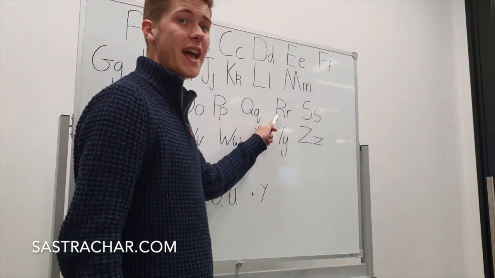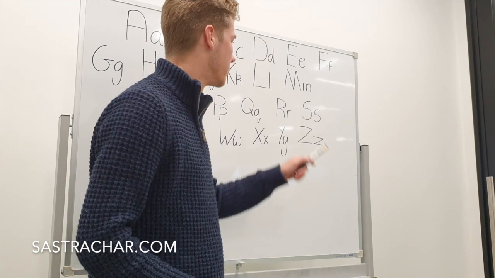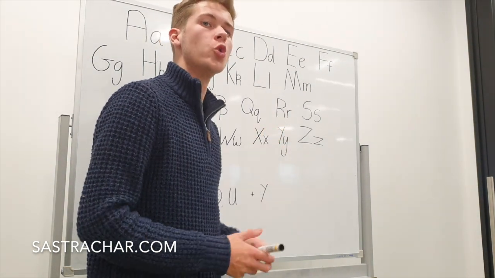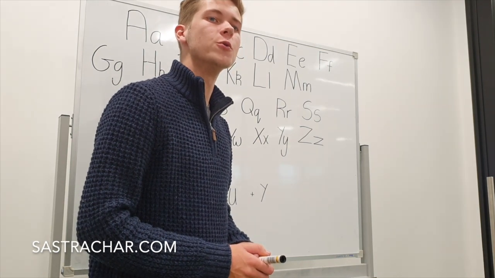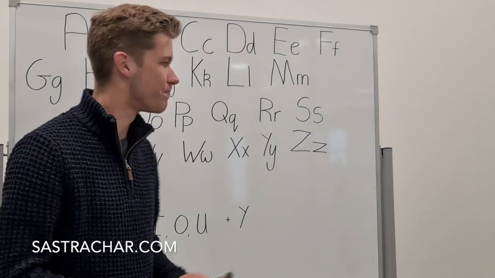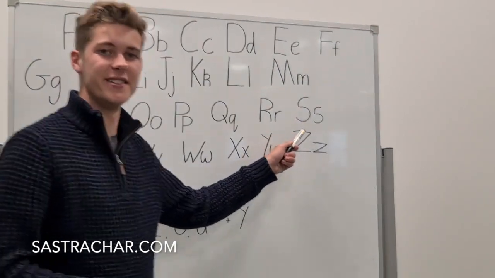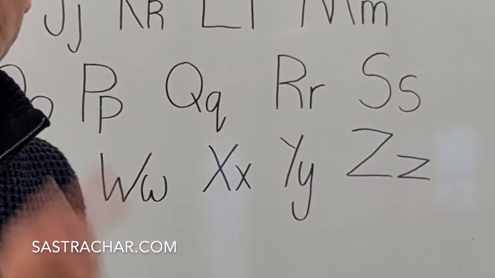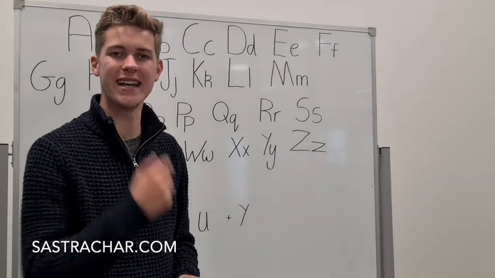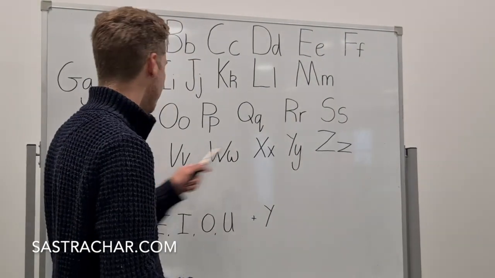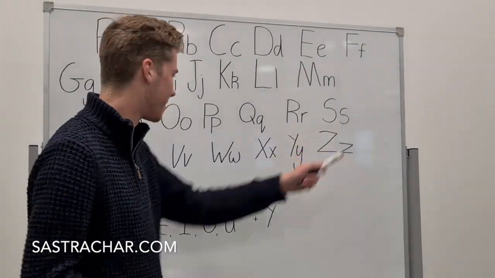Over here we've got an R. The R goes R. Putting my lips together. This letter is an S. S. I'm putting my teeth together and I'm breathing out. Tongue is against my teeth. So that's an S.